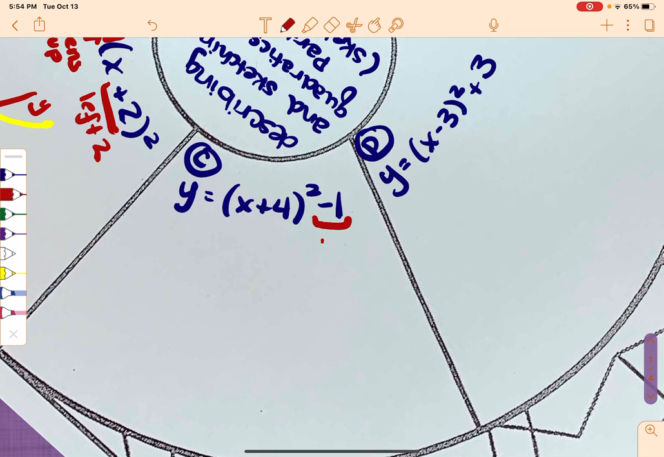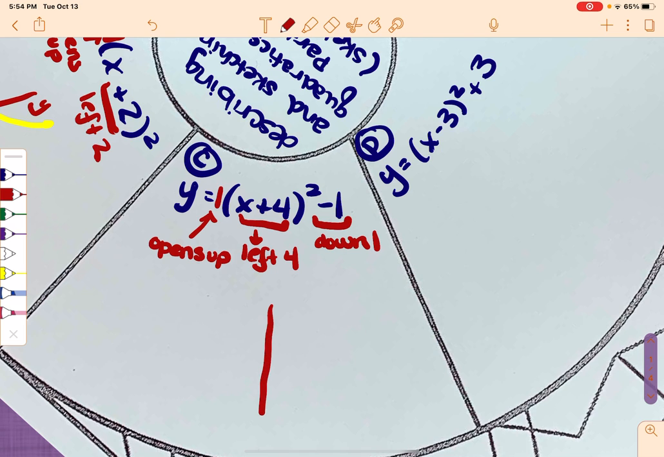So if it's minus, that means it goes down 1. Now, in this part right here, that means it goes to the left 4. And I assume that there's a 1 out there because they don't give me a number, which means because 1 is positive, it opens up. So I've got 4 pieces of information that I'm going to use there.